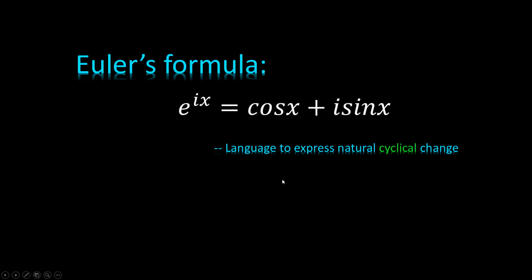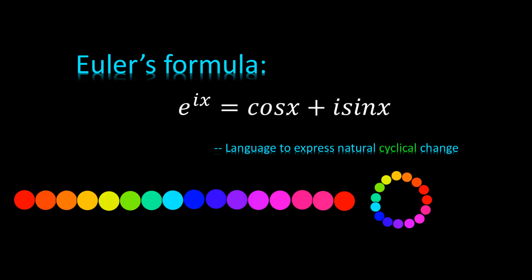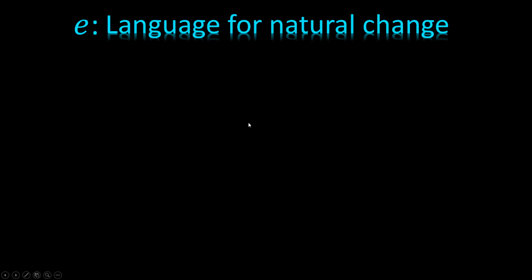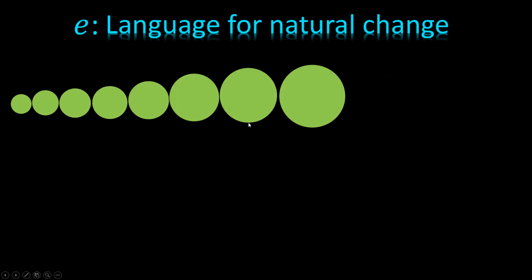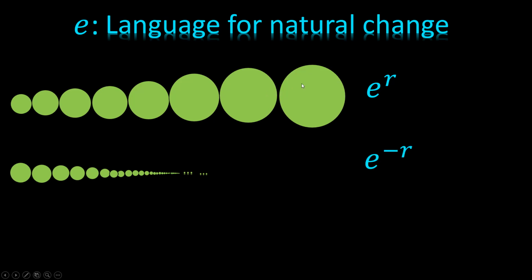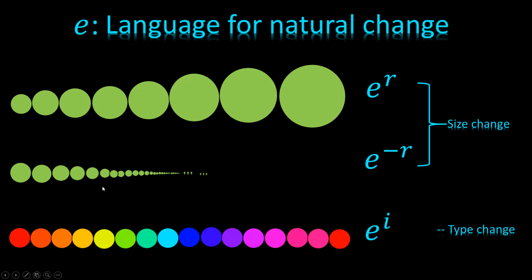In this lecture, I will talk about Euler's formula, a tool for expressing another kind of natural change, cyclical change. We've seen how e can be used to express natural growth, natural decay. Now what else? Whether you are growing bigger or smaller, it's still of the same type. The change is only about size. But what if the change is from one thing into another? That's how Euler's formula comes into play.